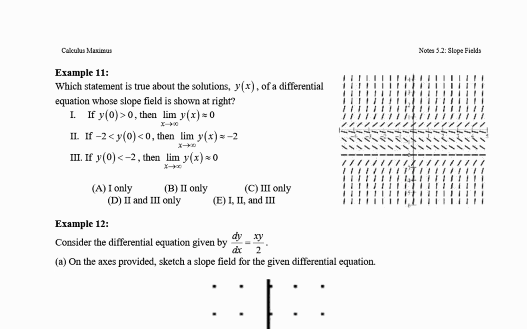Okay, another multiple choice. I'm going to just trace this axis, make it a little easier to see. There we go. If y of 0 is greater than 0, so we're talking about somewhere up here, then the limit as x approaches infinity is 0. Definitely not. Look how steep that's getting. That's definitely not true. It's actually approaching infinity, not 0.